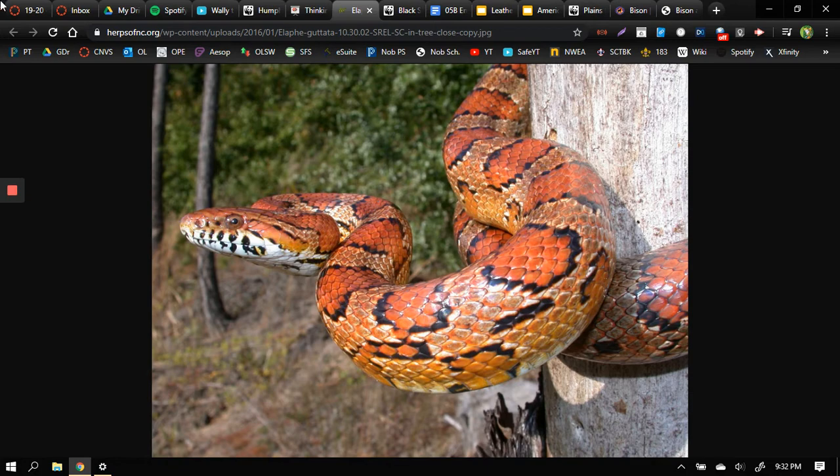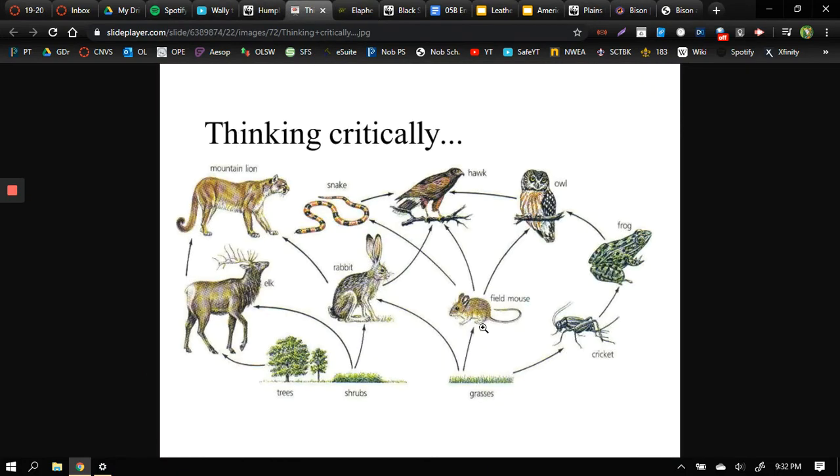That can be damaging to crops, because mice, like this field mouse right here, are herbivores and they eat plants and seeds. Corn and wheat and other crops that humans grow would be eaten by mice, and that can be a problem for farmers. And so they actually encourage corn snakes to live in their fields, because they help strike a balance.